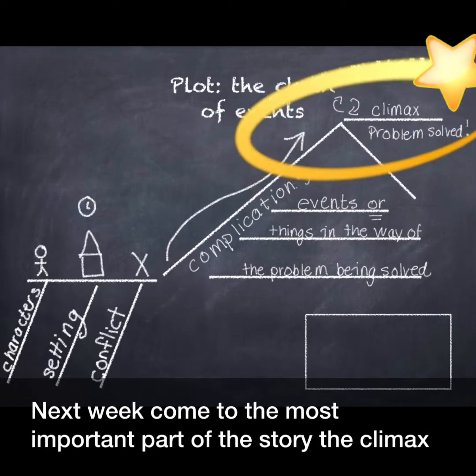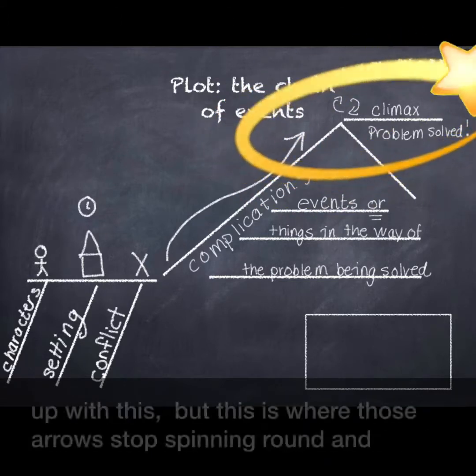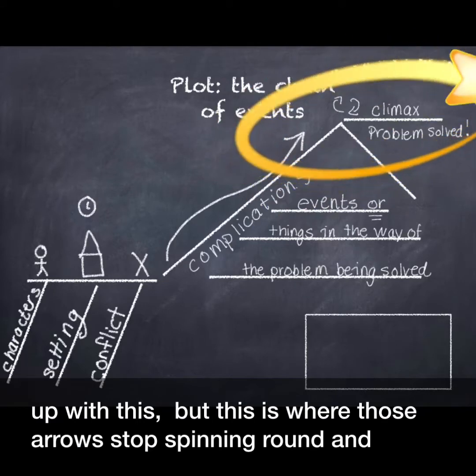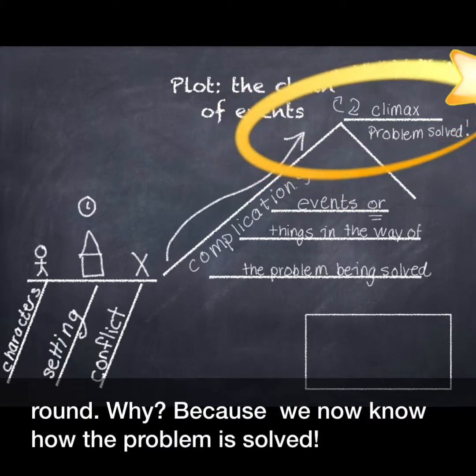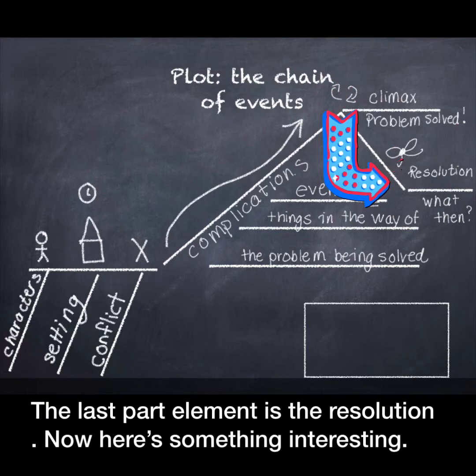Next, we come to the most important part of the story, the climax. The climax is where the problem is solved, and a lot of people get mixed up with this, but this is where those arrows stop spinning round and round. Why? Because we now know how the problem is solved. The last plot element is the resolution.